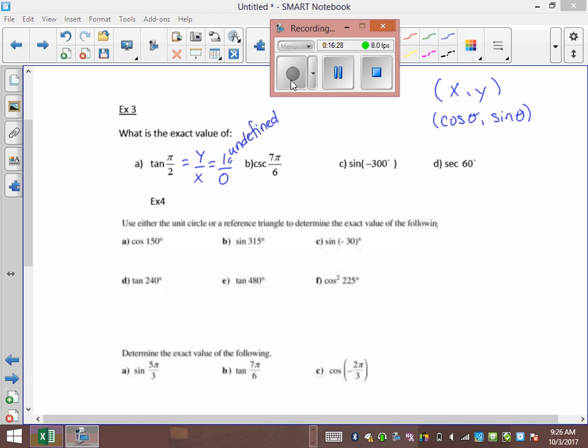Okay? Well, what's the exact value? Now, what's the exact value of cosecant 7 pi over 6? Is 7 pi over 6 on your unit circle? Cosecant is a reciprocal function of what? Sine. So if I find out whatever sine is, and I flip it, because it's a reciprocal function, I'll have cosecant. So what is sine at 7 pi over 6? Negative 1/2. So it's going to be negative 2 over 1, which is negative 2.